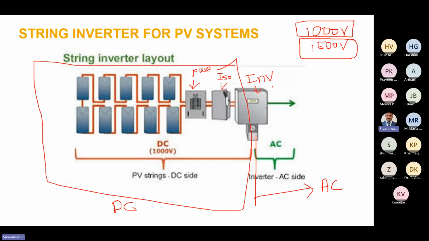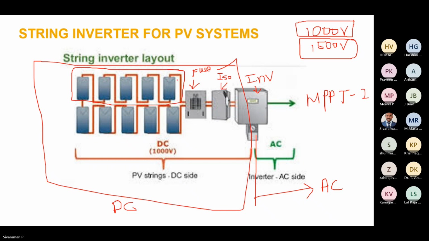Okay, so here this inverter has two MPPTs. So the number of MPPTs is 2. This portion will be connected to MPPT1, and this part will be connected to MPPT2.